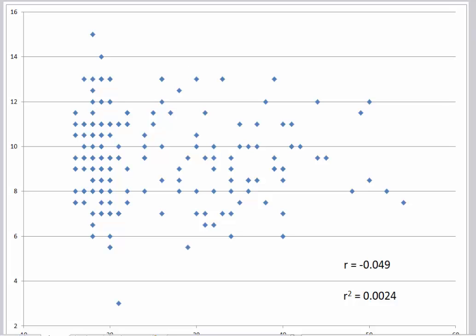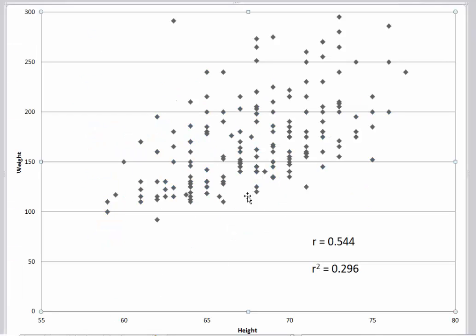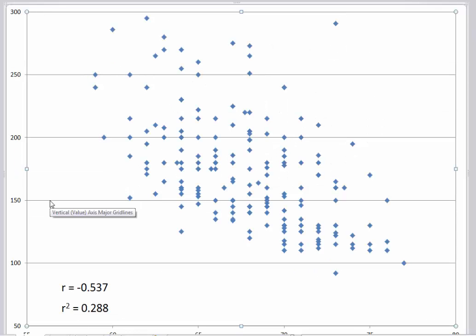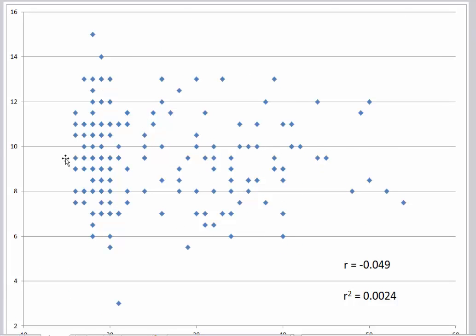So basically, looking at these three graphs, we could say there's some linear relationship between height and weight here. Maybe there's some linear correlation between these two variables, and here there's nothing really. Things are pretty random. So that's R and R squared.